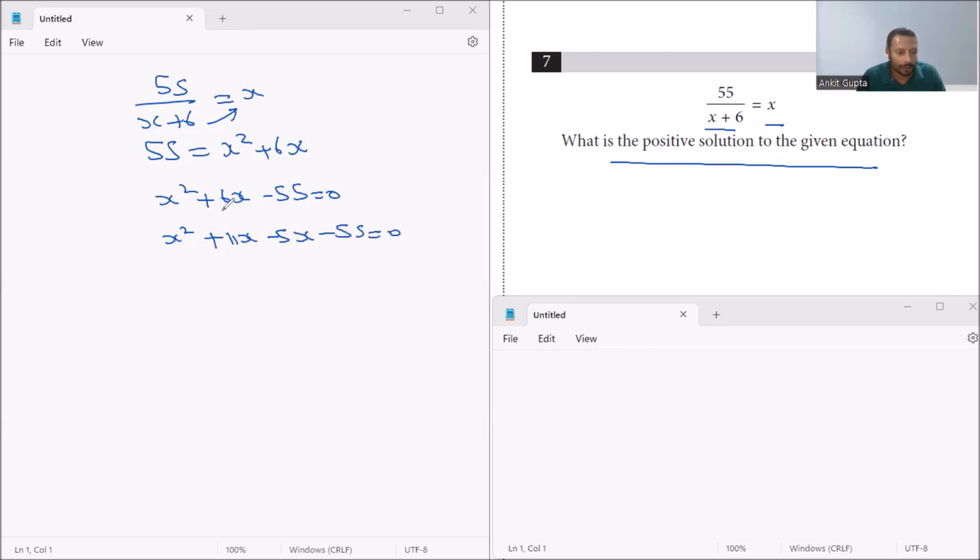What have we done here? So we have split the middle term into two terms such that the sum of those two terms is equal to the middle term, which is 6x, and the product of these two terms is equal to the product of the first term and the last term, which is minus 55x squared.